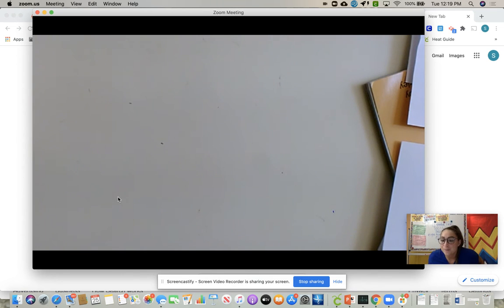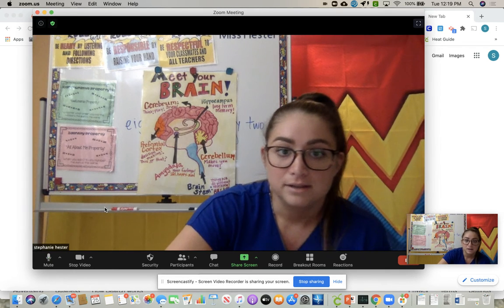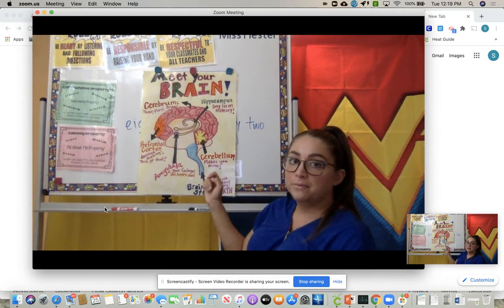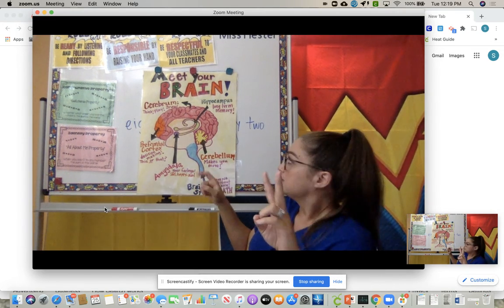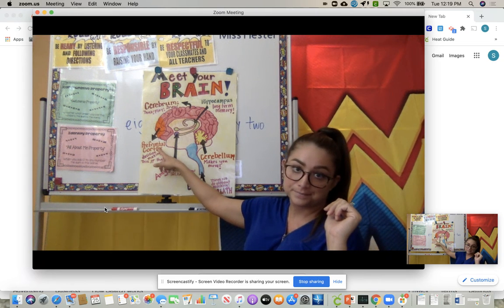Then we did the brain activity, and it was so much fun. So let me put that up. Okay. So we did meet the brain. I'll put it on me real quick so you can see the poster. And we only did two today. So we did the cerebrum and the prefrontal cortex.